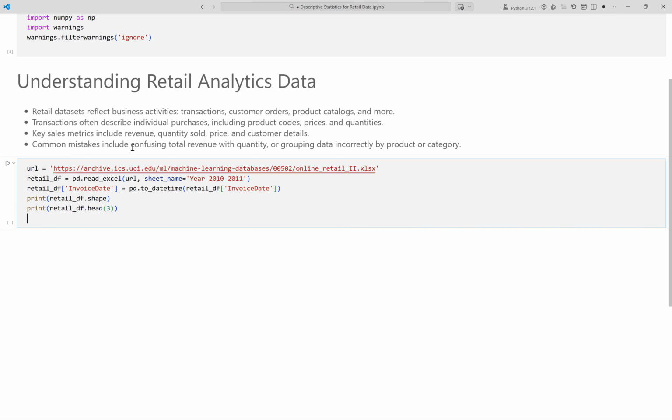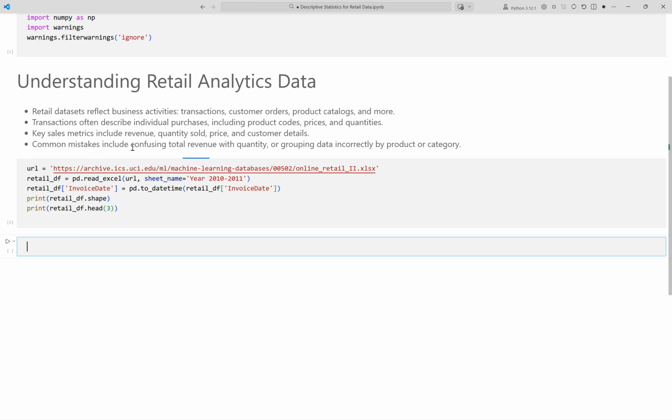Running the cell now. This output shows the dataset has over 540,000 rows and 8 columns, reflecting extensive transaction records from 2010 to 2011. Key columns like quantity, price, and customer ID are visible, highlighting individual product sales linked to customers and dates. Notice the shape and preview confirm we're working with detailed, granular sales data essential for analyzing retail performance accurately. What columns do you notice in the dataset preview?